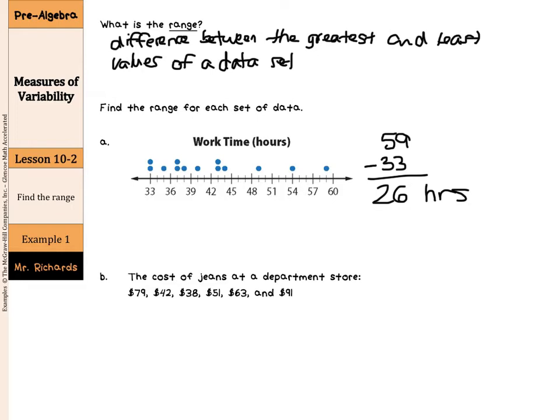And then we would look at just a list of numbers. We look for our smallest, which is 38, and our largest, which is 91. And we can go 91 minus 38, with a little bit of borrowing with our subtraction, is 53, or $53. So the range is you take your largest value of the data set, your smallest number of your data set, and you subtract.